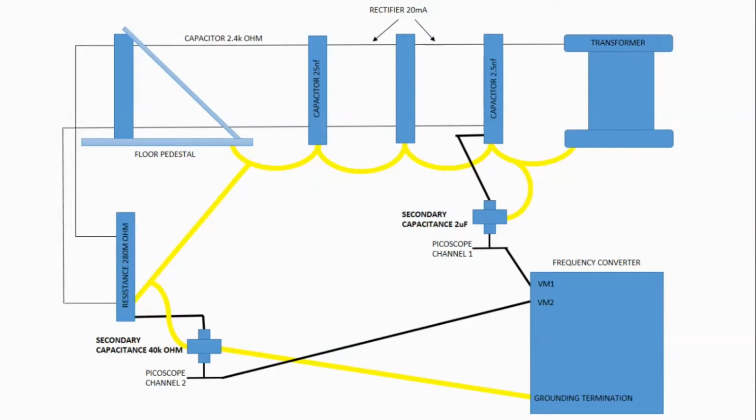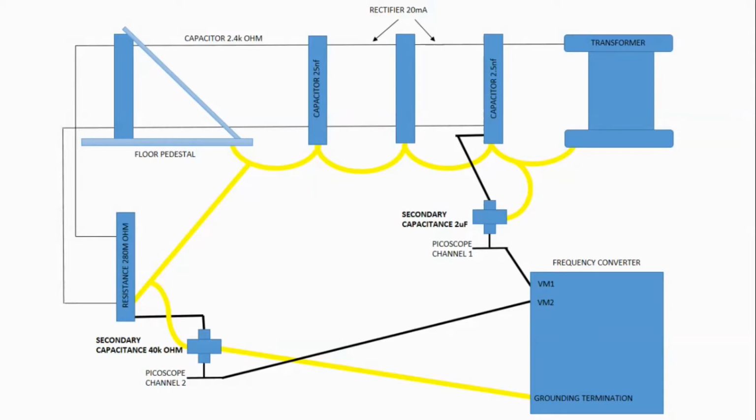The Lab 4 actually introduces us to the usage of high voltage DC. For the first one, the transformer has been set up with the capacitor and resistor, and the other resistor, 2.4 kilo ohm, has been attached to the floor pedestal.